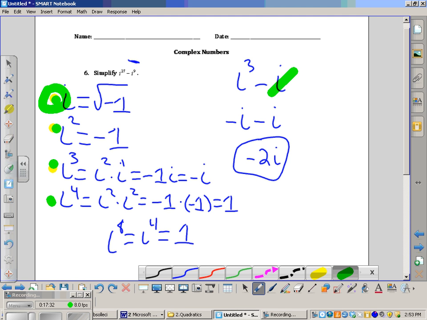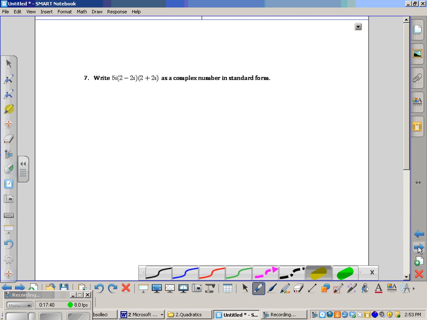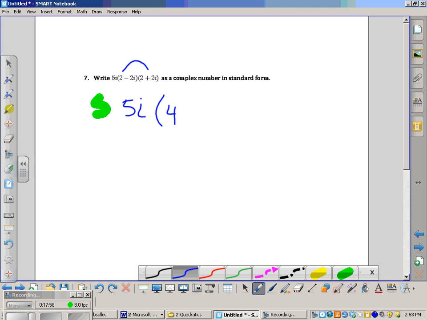Well, thankfully we only have one more question, and then know that your problem set's going to do a ton of practice with i's and solving equations that have imaginary solutions. So the last one, we're just going to be doing a bunch of FOILing. So let's leave the 5i, and let's FOIL the inside. Well, the inside, you should notice these two here, that's a difference of squares.